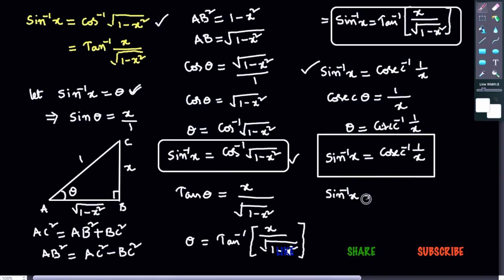See, sin inverse x, you observe this, what we got, first box, sin inverse x is cos inverse of square root of 1 minus x square. This is sin inverse in terms of cos inverse. From the properties, we learned that cos inverse x can be written as secant inverse of 1 by x. So cos inverse of square root of 1 minus x square, we can write as secant inverse of 1 divided by root over 1 minus x square. Similarly, sin inverse we wrote in terms of tan inverse. Now tan inverse we can convert easily in terms of cot inverse.